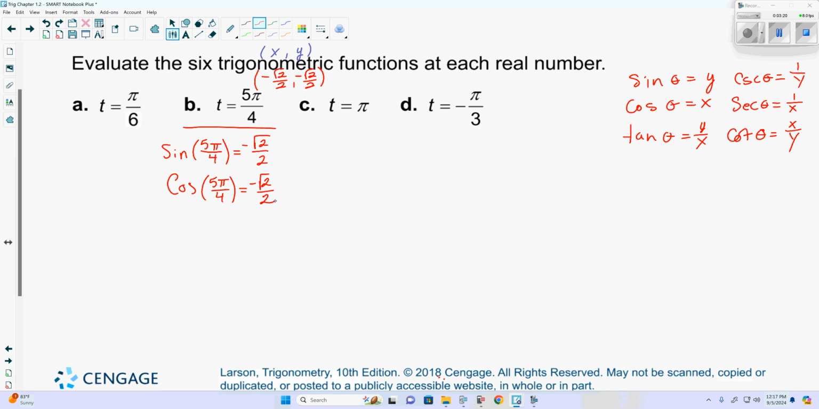Let's look at tangent. Tangent of 5 pi over 4 is y over x. Well, the y value is negative square root 2 over 2. The x value is also negative square root 2 over 2. And we will need to simplify. Questions on how we got to this point so far? Now, what is negative square root 2 over 2 divided by negative square root 2 over 2? 1. Anything divided by itself is 1.